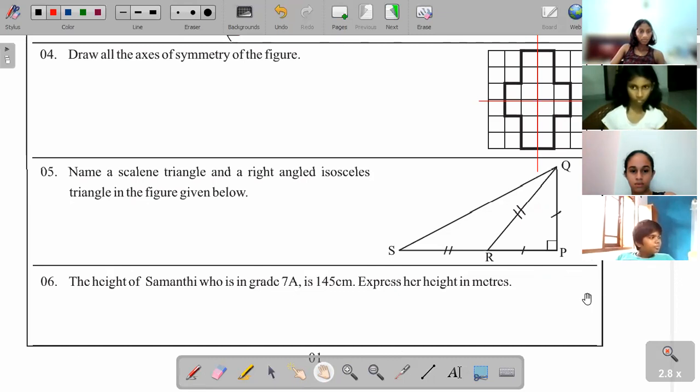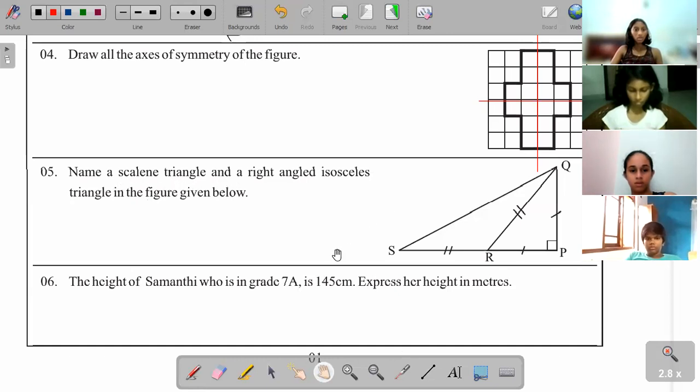And the other type is the scalene triangle. Scalene triangle means if the sides are unequal, we call it a scalene triangle. That's a classification according to sides of the triangle. According to angle, we can classify another three methods: acute angled triangle, right angled triangle, and obtuse angled triangle. Okay. Then, we have to write the name of a scalene triangle, right?